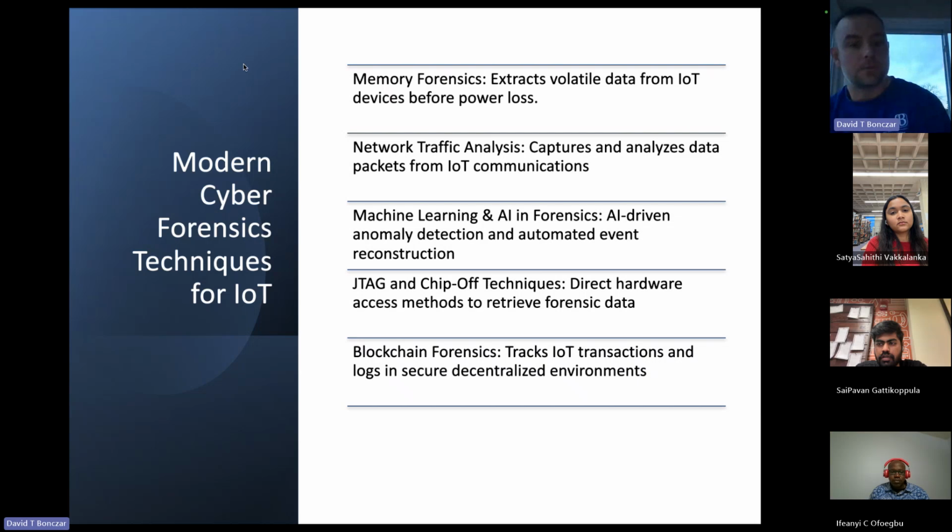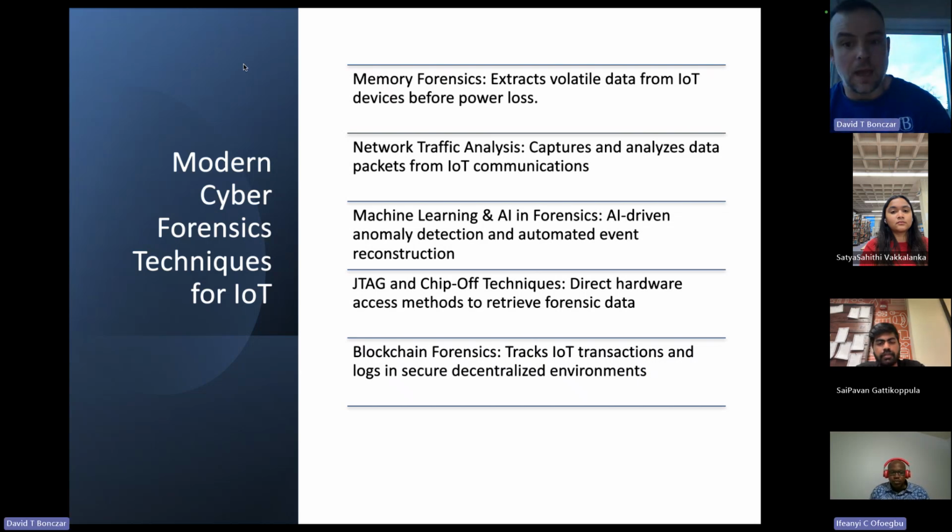And then modern cyber forensics techniques for IoT. Memory forensics extracts volatile data from IoT devices before power loss. This is similar to RAM capturing. Network traffic analysis captures and analyzes packets to and from IoT communications.